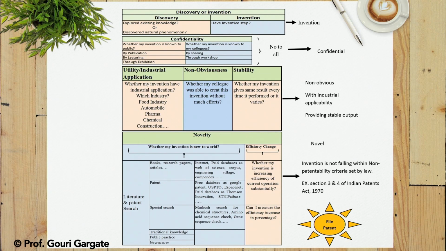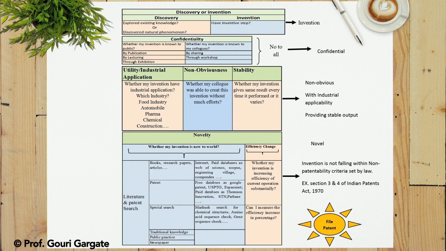So, you should not think that this is a very minor change and wonder whether it will be considered for a patent. You have to check the output. Though it is a minor change, if the output is substantial, this can be considered for the patent application. Now, you have checked the utility aspect, that is, the industrial application. So, now you have checked confidentiality, non-obviousness, novelty, stability and then utility, everything.